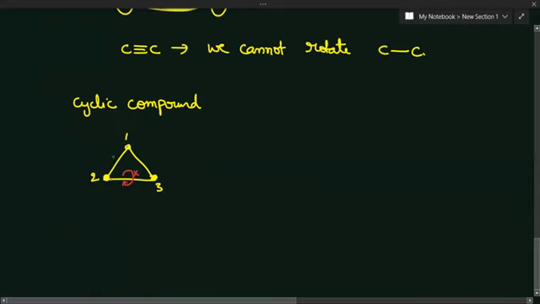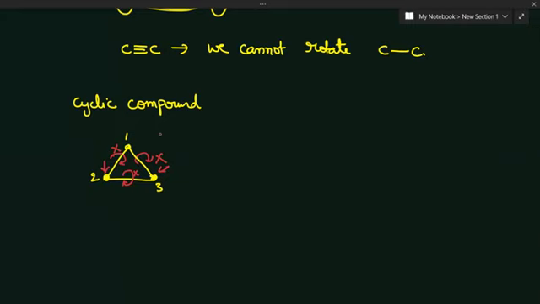In the same way, I cannot rotate the 1, 2 carbon single bond. I cannot rotate the 1, 3 carbon single bond. So overall, I cannot rotate any of the sigma bonds here. Select any 2 carbons. For example, if I select these 2 carbons, 2 and 3, I cannot rotate the 2 and 3 bond. So there is a restricted rotation in this.